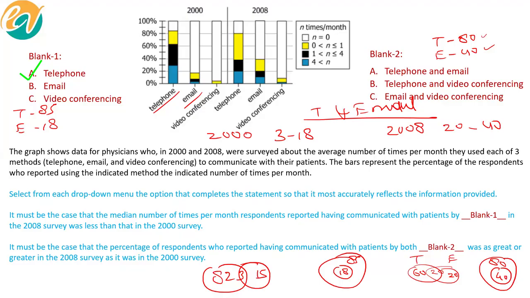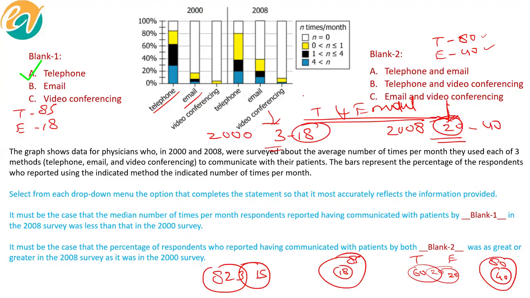So now if you look at telephone and email, even in the worst case scenario, right? What do you mean by worst case scenario? When the overlap is minimal. Even in that scenario, 2008 is greater than 2000. In fact, the worst case scenario of 2008 is greater than the best case scenario in 2000.